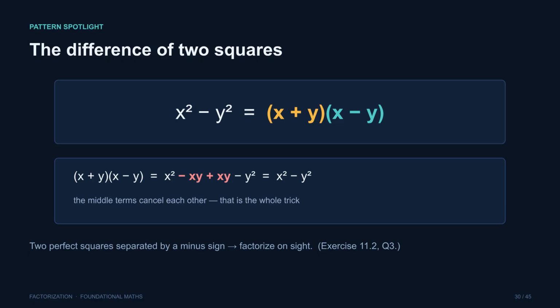The pattern behind that last example is the difference of two squares. x squared minus y squared always factorizes to x plus y times x minus y. Expanding it shows why the middle terms cancel. Learn to spot this shape instantly.